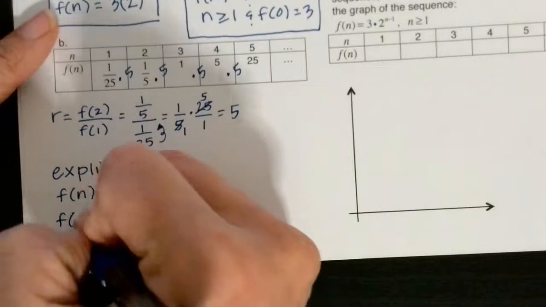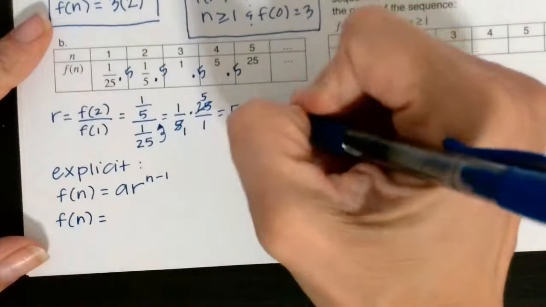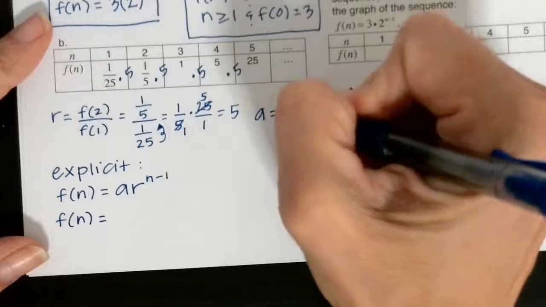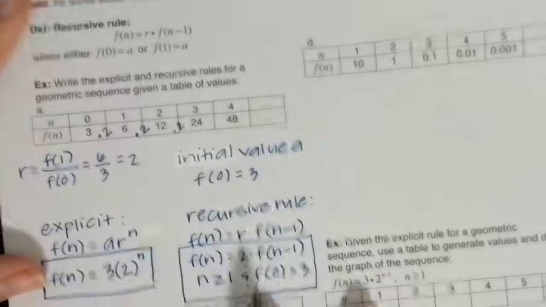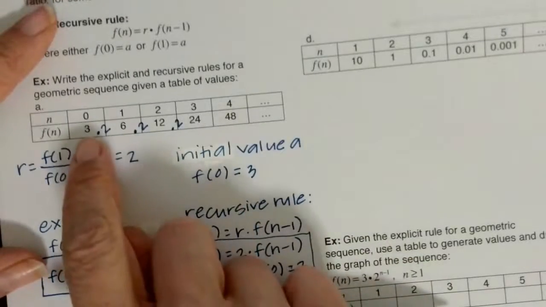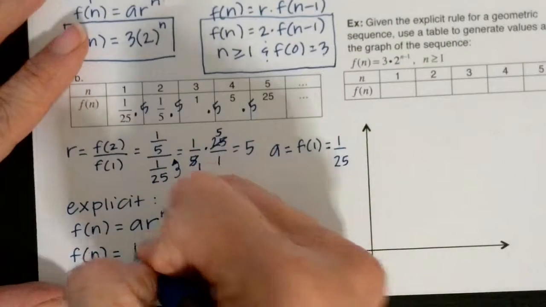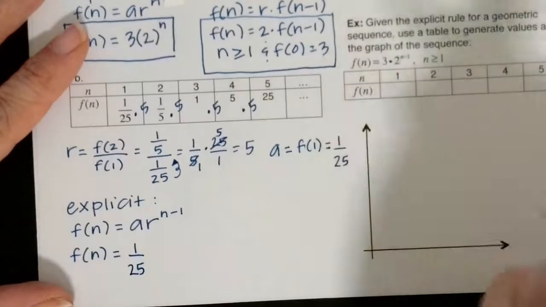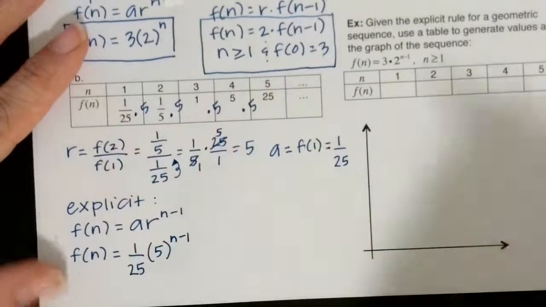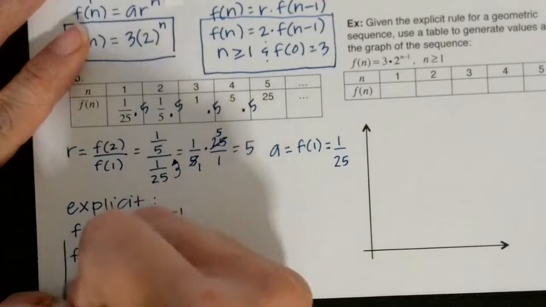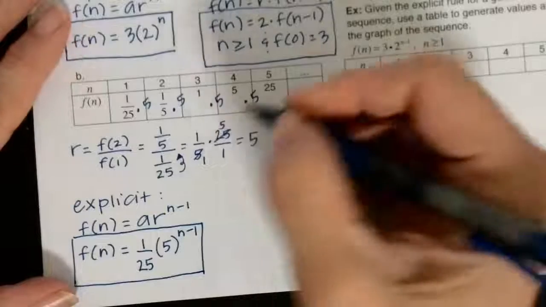All right, let's plug and chug. F of n equals... I didn't say my starting value, so a equals f of 1, which equals 1/25. Before, my a value was f of 0 because that was my starting term, but that is not the case in this problem, and that's a-okay. We just are going to memorize it as the initial value. So that is what my explicit formula looks like. Great. Let's do the recursive rule.